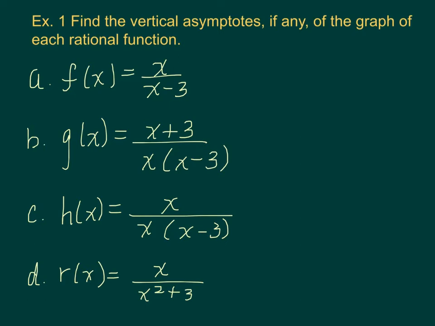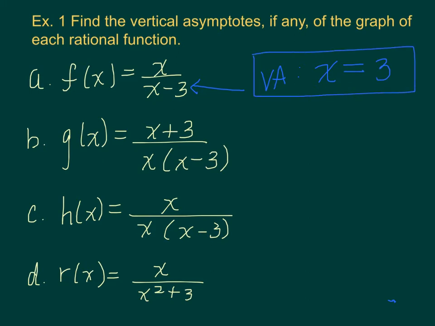All right, so remember we're looking for values of x that make the denominator 0. Look at example A. You always want to make sure it's factored out first, because that can help you identify it. If you look, it's already factored. You're looking at the denominator. The only value of x that would make the denominator 0 is 3. So our vertical asymptote would be, and it's a line, you write it x equals 3.